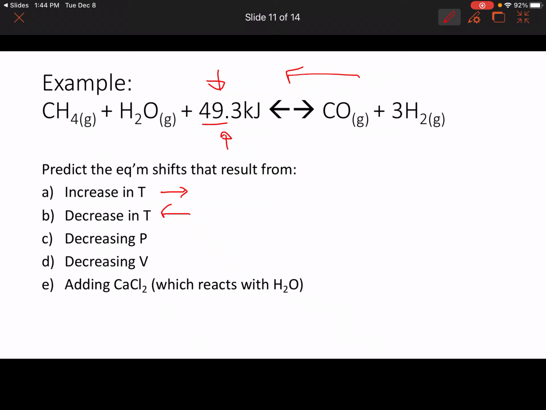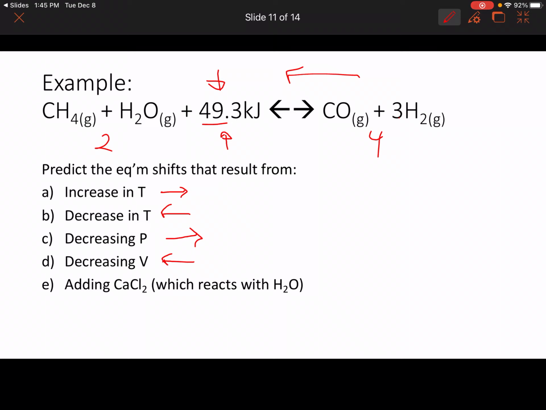Now, if I decrease the pressure, decreasing the pressure would mean increasing the volume, which means I've got more space. So if I've got lots of space, the equilibrium system is going to shift to the side that has more gas particles. So we've got 4 on this side, 3 plus 1, and we've got 2 over here, so it's going to shift to the right. Now, if we decrease the volume, it's the opposite. If I decrease the volume, it's going to go to the side with less gas particles, so it's going to shift to the left.